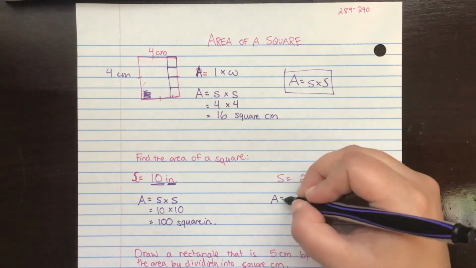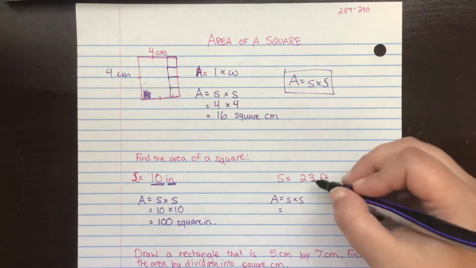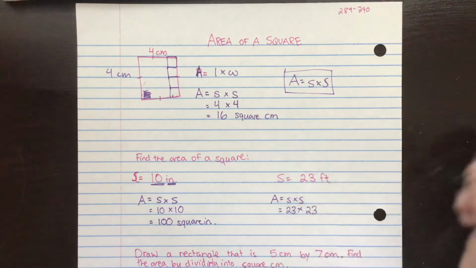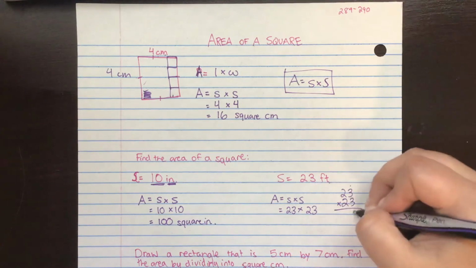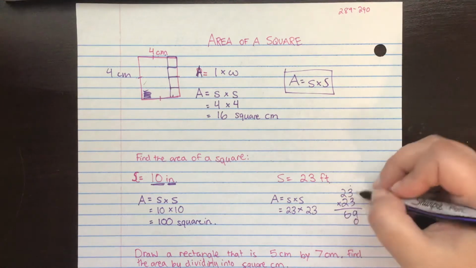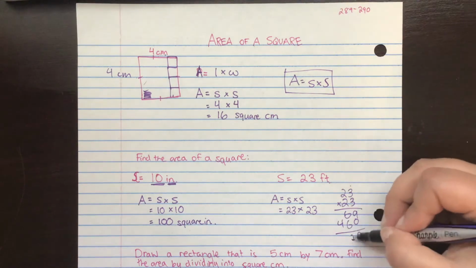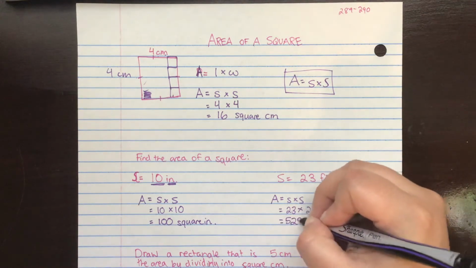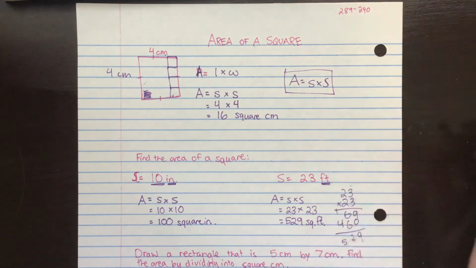There we go. Same thing for this one. We write down our formula. Area is equal to side times side. That means that area is equal to 23, because that's the side length, times 23. Now that you might not want to do in your head. I'm going to do it over here. 23 times 23. 3 times 3 gives me 9. 3 times 2 gives me 6. Placeholder, 2 times 3 gives me 6. 2 times 2 gives me 4. Add them up, and I get 529. So my answer is 529 square feet. Do not forget to put the measurement in there as well.